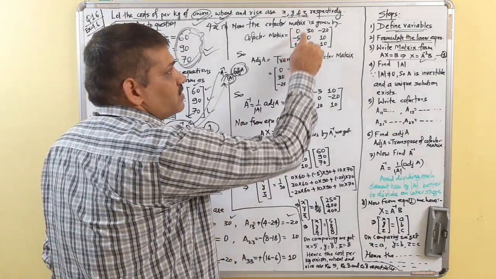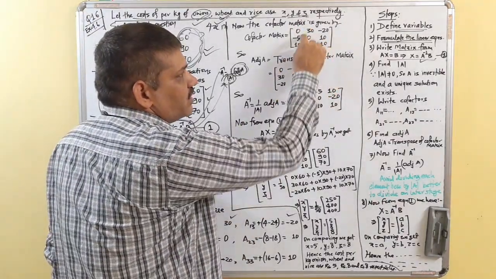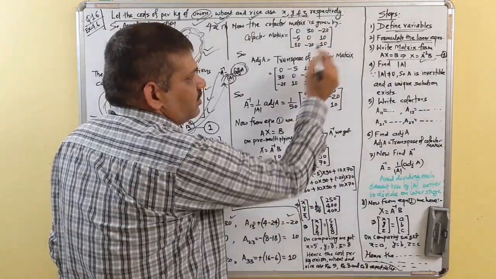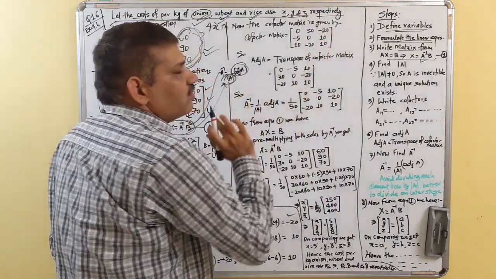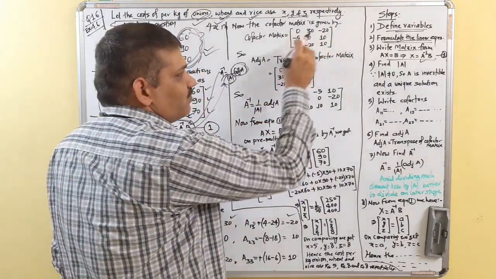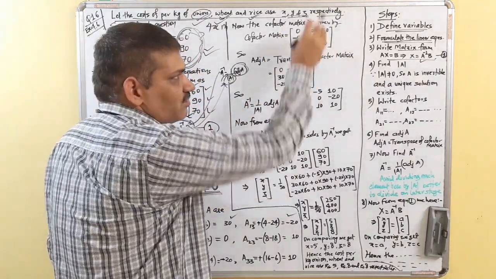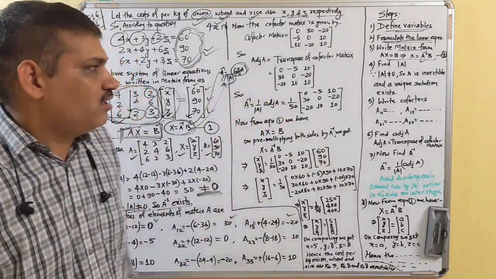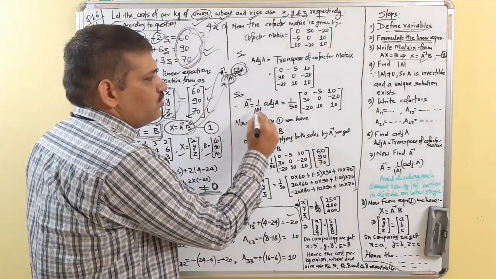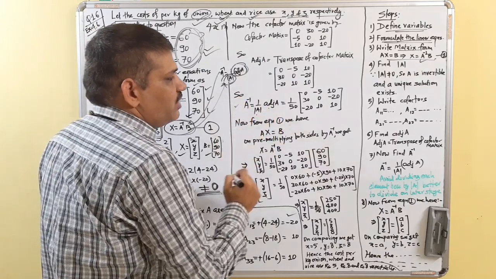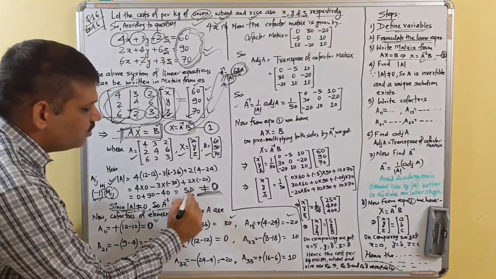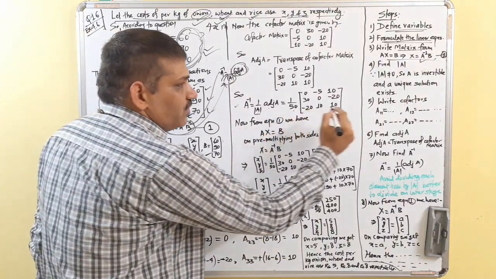See, the first column now becomes the first row, the second column 30 0 minus 20 becomes the second row, the third column becomes the third row, or the first row becomes the first column, and vice versa. So this is adjoint A. Now A inverse is equal to 1 upon determinant A times adjoint A. Determinant A is equal to 50, so 1 upon 50.